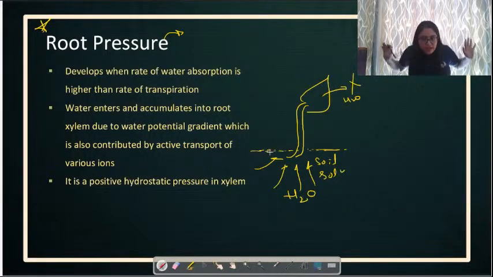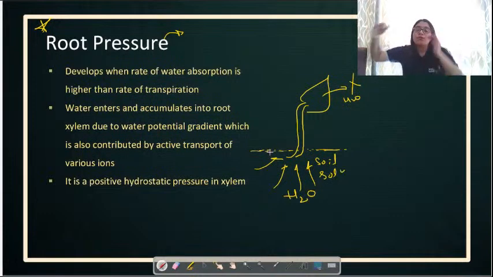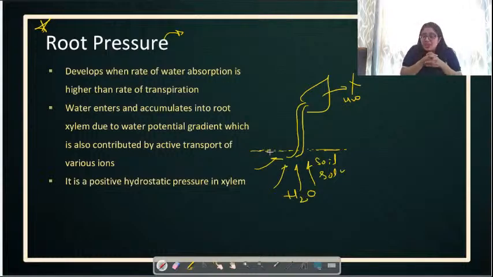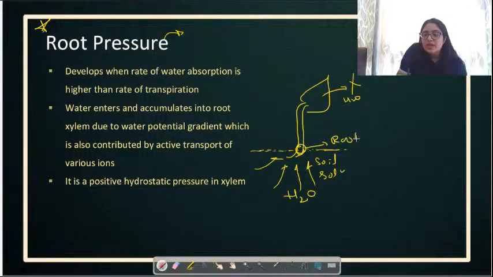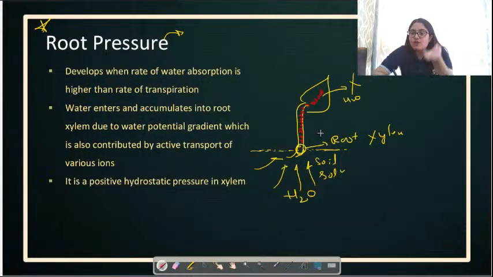So whenever the rate of absorption of water is high and the rate of transpiration, or loss of water in the form of vapor, is low, what will happen? The water molecules will start accumulating here in the root xylem. Now you must be thinking why they are just accumulating in the root xylem. Remember, my kids, I told you there is a continuous stream of water. So the water present in the root xylem will be pushed up only when there is a place for these water molecules to move up.